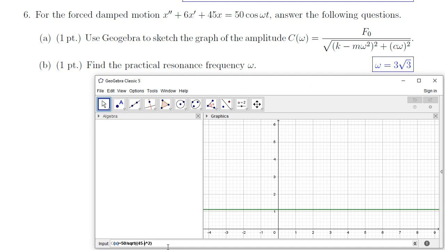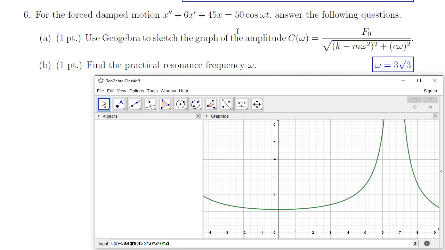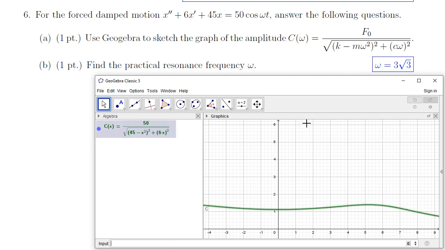So instead of omega, I'm going to use x squared. And then we're going to have to do plus, and then we have to square that. C is the damping coefficient, which is 6, so we put 6 times omega again. So I'm going to just put the 6x. Then we have that.